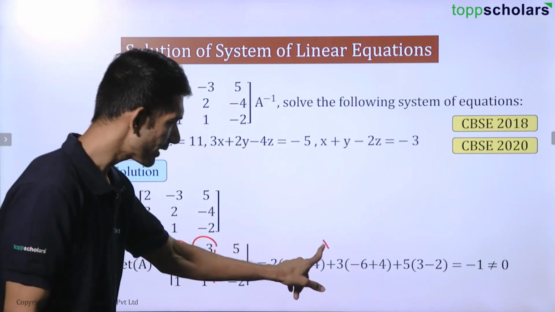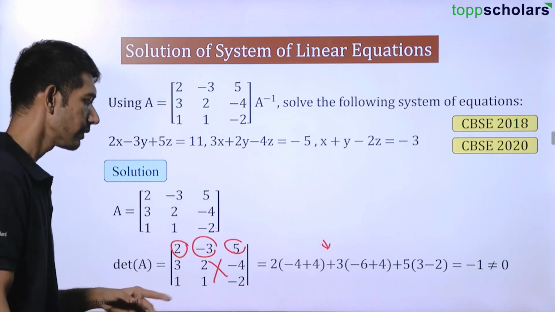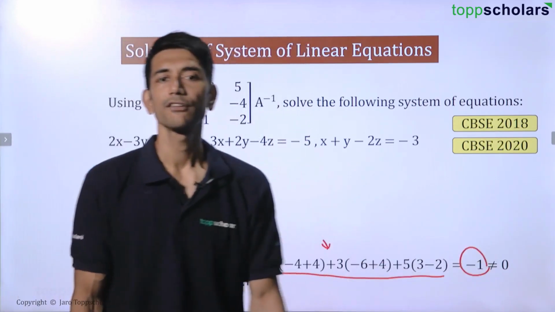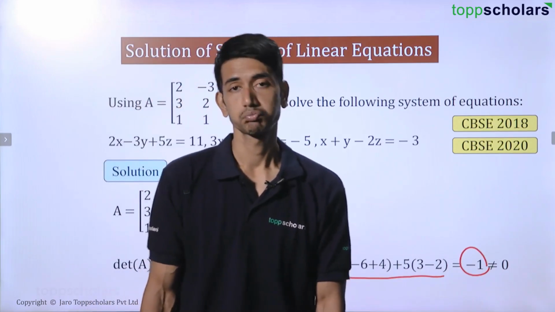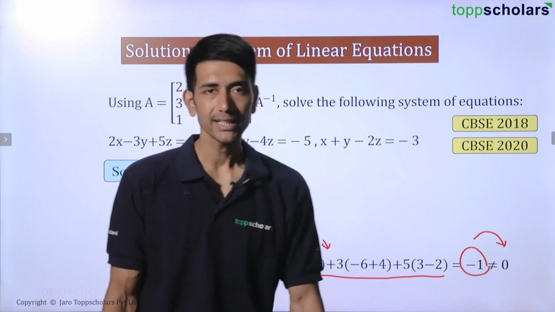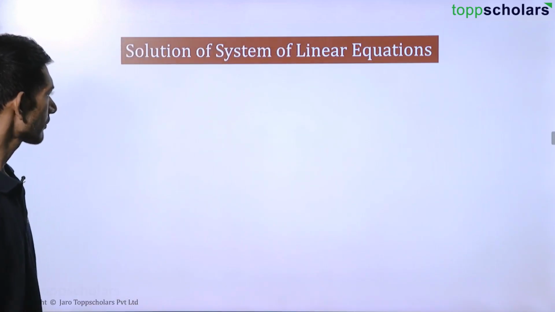That is why here we have plus 3. Solve it. And then we have 5. Solve it further. The result of this is minus 1. Is minus 1 equal to 0? No. Minus 1 is not equal to 0. So clearly we can say that the inverse exists. Okay. We can solve this further now.